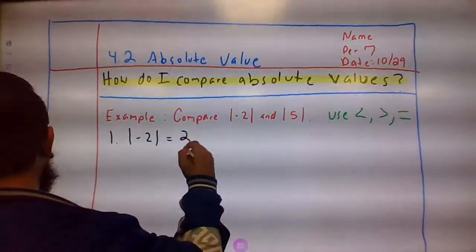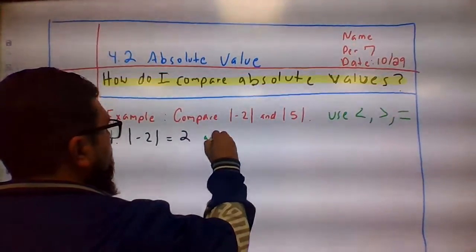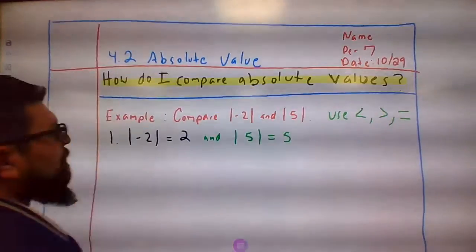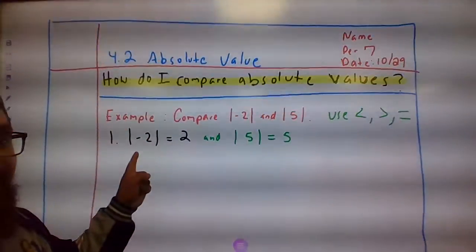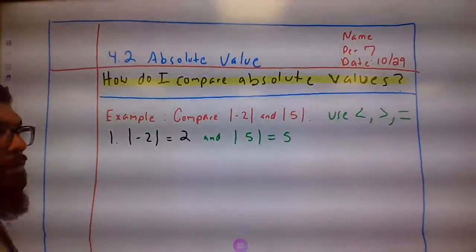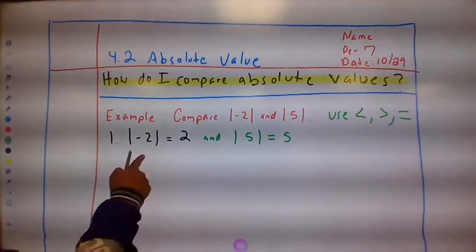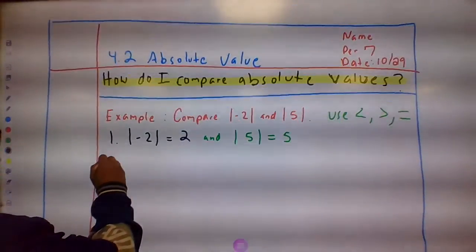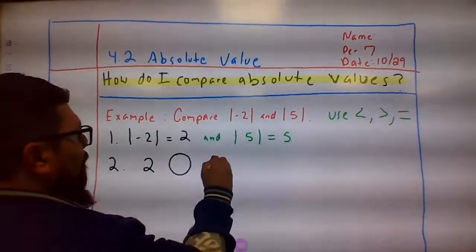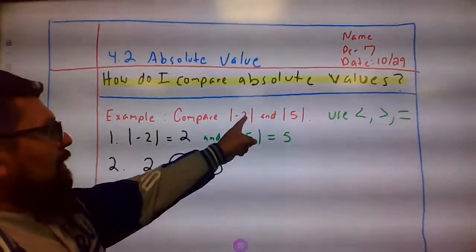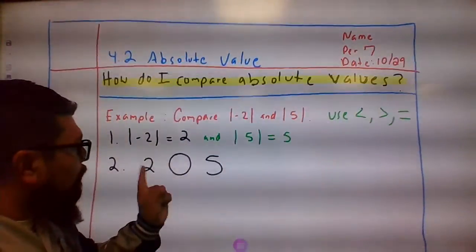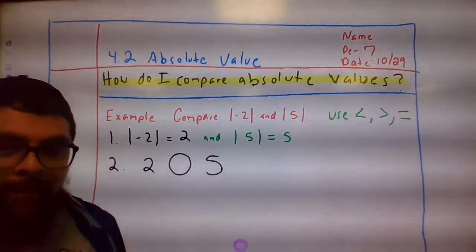And then the absolute value of 5 equals 5. So the absolute value of -2 equals 2, and the absolute value of 5 is 5, right? Okay, so that's what we have so far. So step 2, let's rewrite it. Step 2, we have 2, and then we have 5. So now this is here, and this one is here. So 2, is it less than, greater than, or equal to 5? Smaller, right?